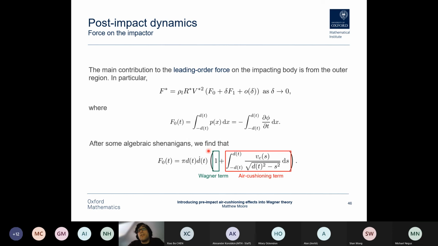So again, it splits into two terms. The first term is the Wagner solution, which is pi d d dot, which is the classical one. And again, you have this correction due to the air cushioning. You might note that this V of C we were taking to be -1 along the impactor touchdown. So you can see that at least early on, we expect the force to be reduced due to the air cushioning.